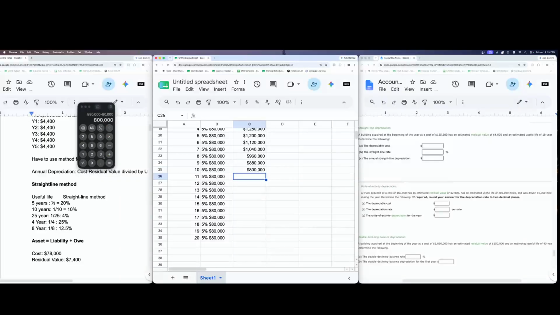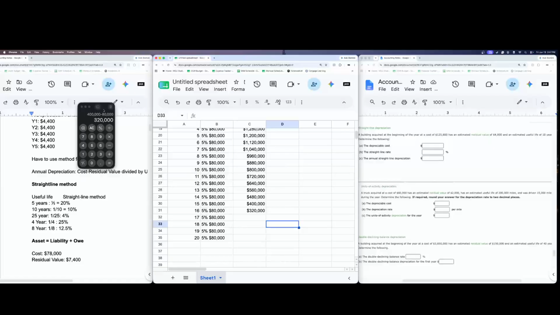800,000. Minus 80,000, 720,000. Minus 80,000, 640,000. Minus 80,000, 560,000. Minus 80,000, 480,000. Minus 80,000, 400,000. Minus 80,000. And we can ask, what is the accumulated depreciation amount for each year?